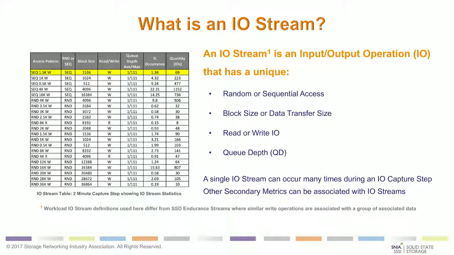As a footnote, you'll find terminology used in different contexts, in different domains, that mean different things. There is a use of the stream definition in SSD endurance that relates to write operations associated with a group of associated data, and it's a low-level thing that solid-state storage controllers use to optimize endurance. In our case, when we talk about an IO stream, we're just talking about a unique access pattern that occurs at some level in the software stack.